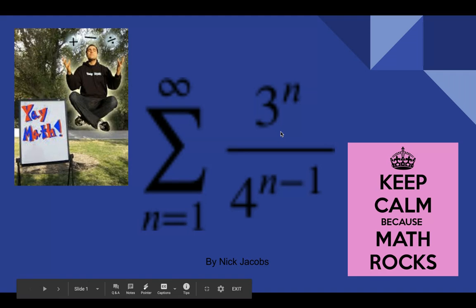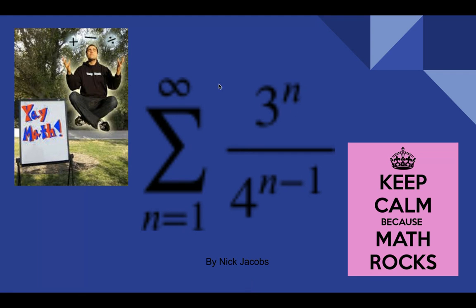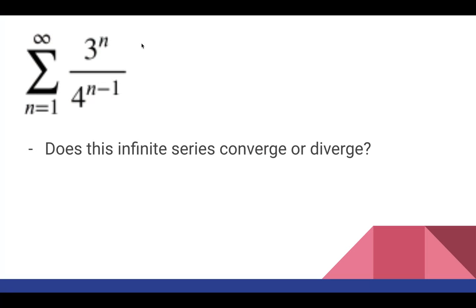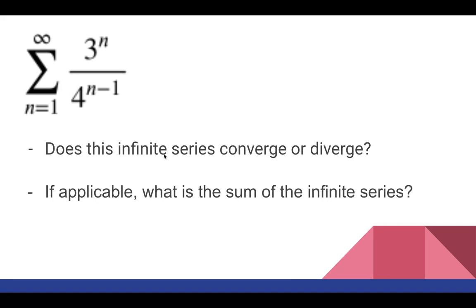So today we are going to be looking at an infinite series, this infinite series that you see on your screen in particular. The main question we're going to be asking today is if this infinite series converges or diverges. As you add up all of these terms in this sequence, does it get bigger and bigger and go towards infinity, or does it converge to a certain number? And then if applicable, meaning if this is a convergent geometric series, we're going to try and find what the sum of the infinite series is.